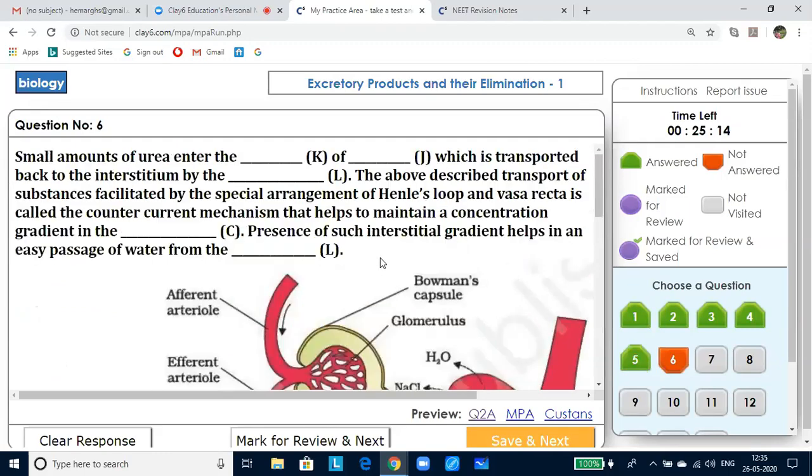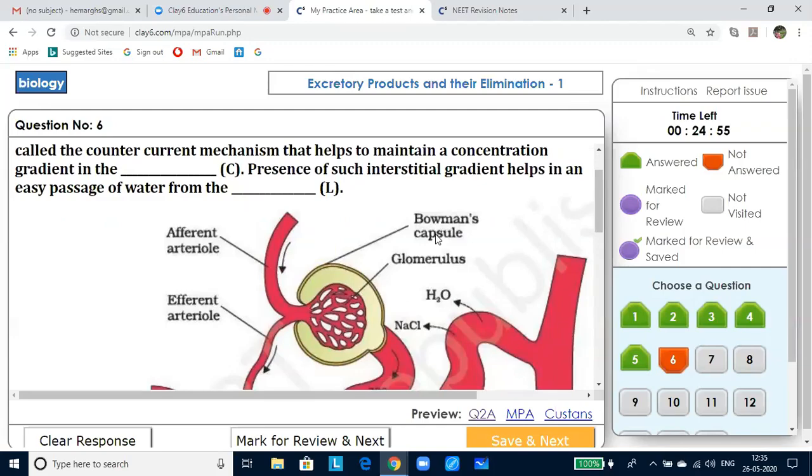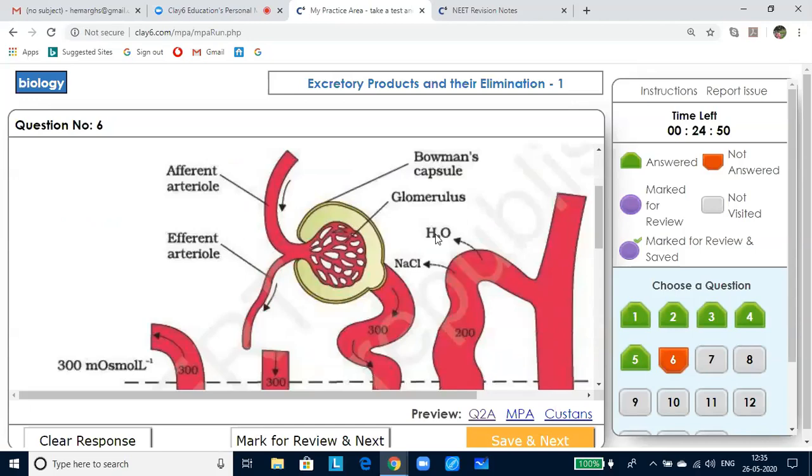Small amounts of urea enter the thin segment of the ascending limb of Henle's loop, which is transported back to the interstitium by the collecting tubule. The above described transport of substances facilitated by the special arrangement of Henle's loop and vasa recta is called the countercurrent mechanism, that helps to maintain a concentration gradient in the medullary interstitium. Presence of such an interstitial gradient helps in easy passage of water from the collecting tubule.